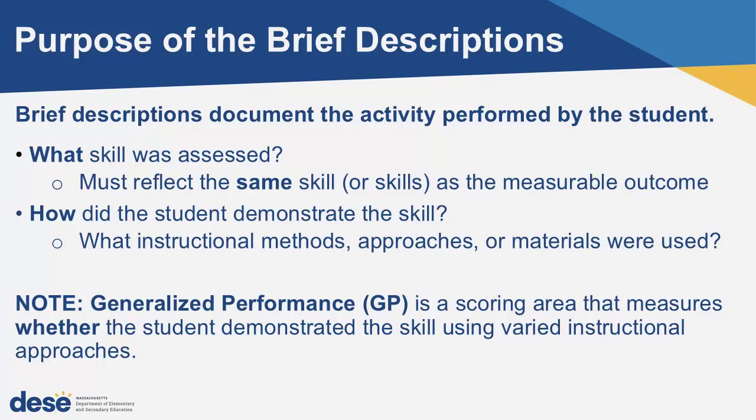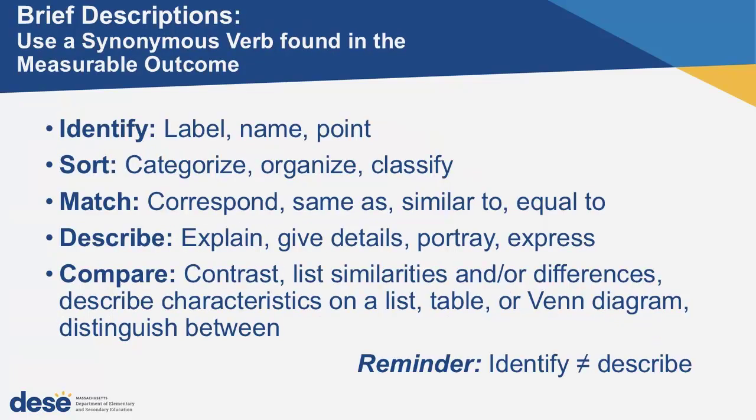So we want to know what and how in those brief descriptions. And although we don't talk about scoring here, I will tell you that generalized performance is an area that is scored. And all that is measuring how you differentiate the instruction. If you don't differentiate the instruction, such as you're working with a student and you're doing ABA, and so it's the same approach every time, that is perfectly fine. The scores are either 1 or 2. So when you tell us that how, you're telling us how you're differentiating it. So don't get hung up on it. Just know that it's part of the scoring process.